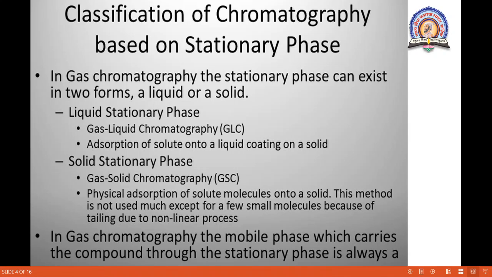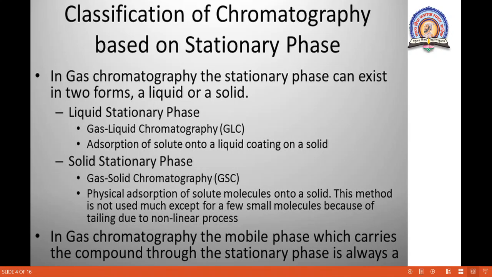If we use solid stationary phase, then it is gas solid chromatography, and the second is physical adsorption of solute molecules onto a solid. This method is not used much except for a few small molecules which are separated by this method because of the tailing due to the non-linear process. That means by this we observe the tailing during the separation. For that, very small molecules are separated by using this physical adsorption method.